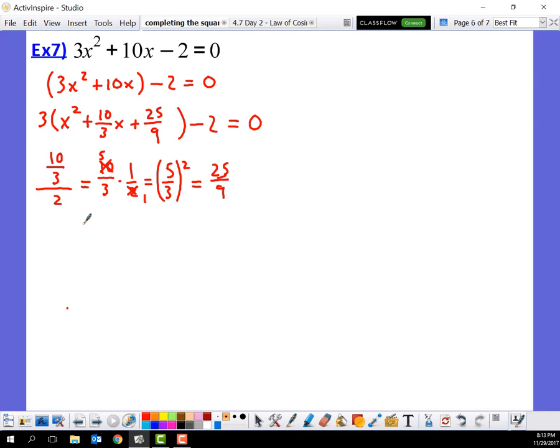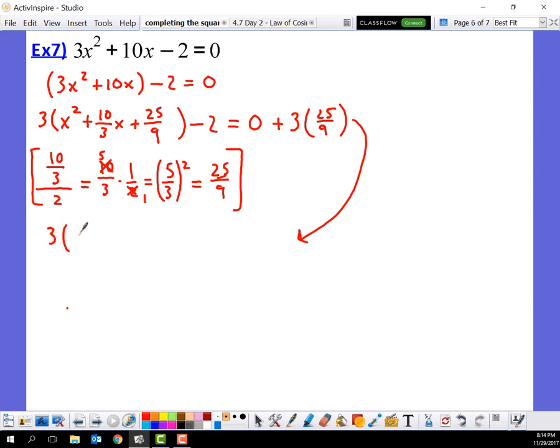Now, to balance this equation out, I'm going to have to add something to the right-hand side as well. But remember, it's not 25 over 9. It's 3 times 25 over 9. Okay? So then I'm going to skip this scratch work that I did here, and I'm going to come right back down to here. Okay, so here's where I'm at next.